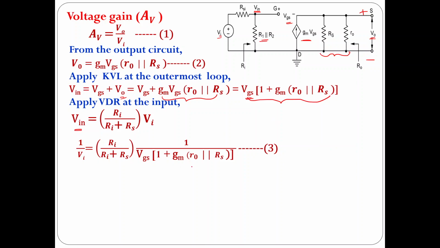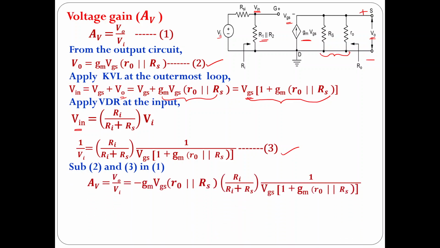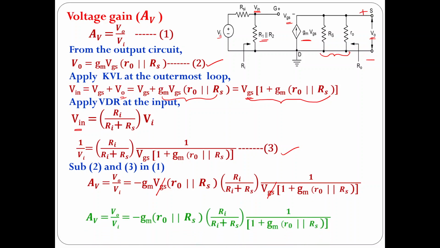Now you have obtained the value of V0 in the second expression and you have obtained the value of Vi in the third expression. Now substitute 2 and 3 in 1. I have substituted 2 and 3 in 1. After substituting, you can see that some terms are common. So Vgs is common, you can cancel it out in both the numerator as well as the denominator. The remaining terms will give you the voltage gain. So this is the voltage gain of a common drain amplifier.